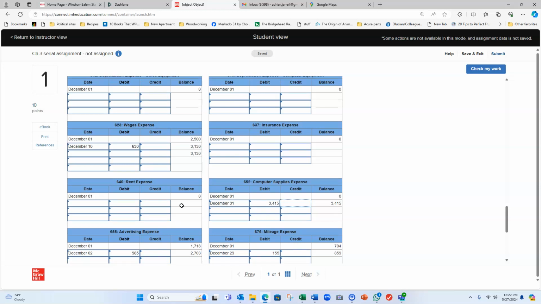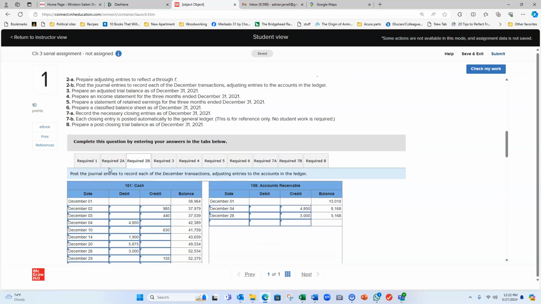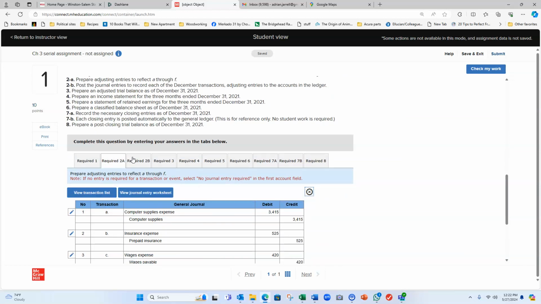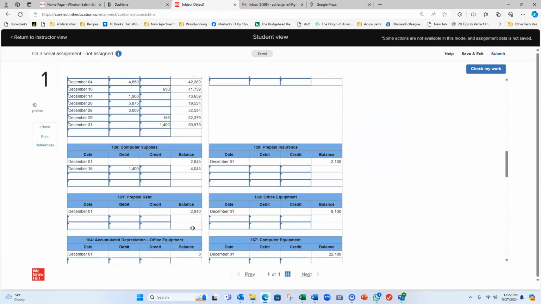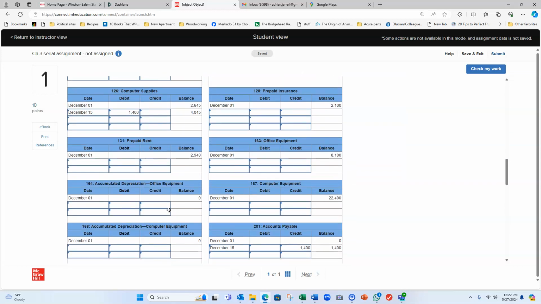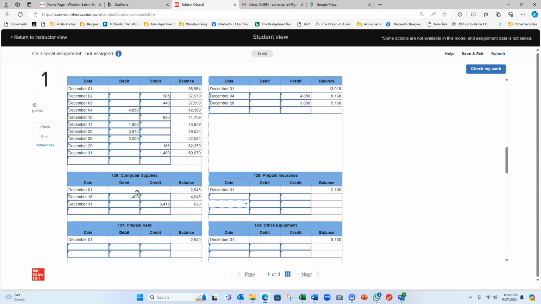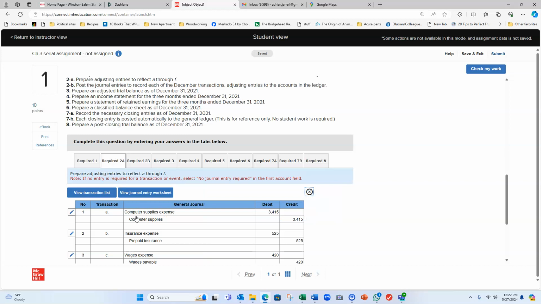And I'm just going to go make sure that number is right. 3,415. And the credit is going to be to computer supplies. All right. And you notice the balance now is $630 in computer supplies. Let's go back and just look at this real quickly.